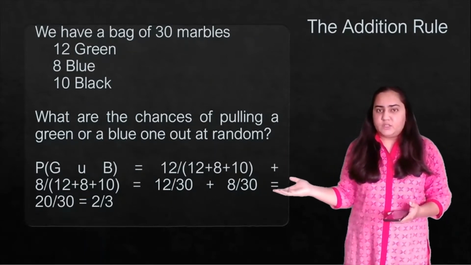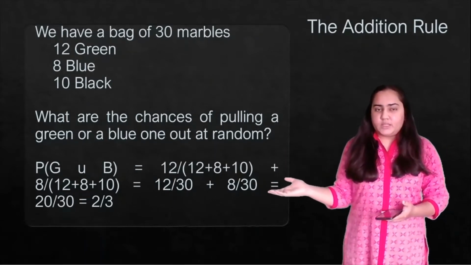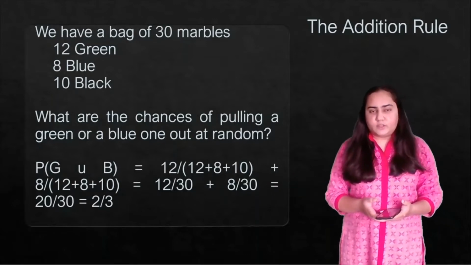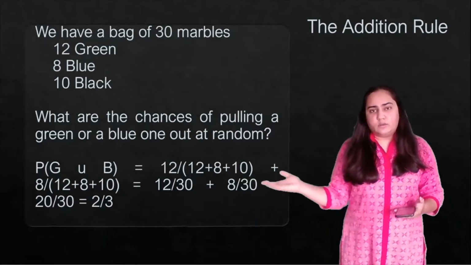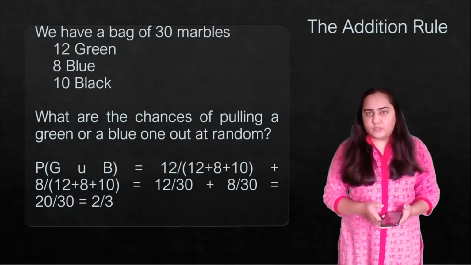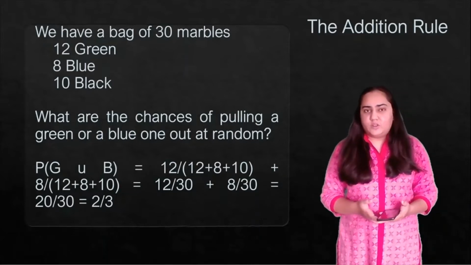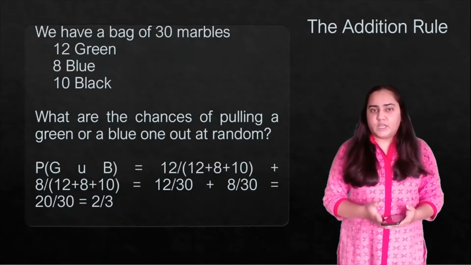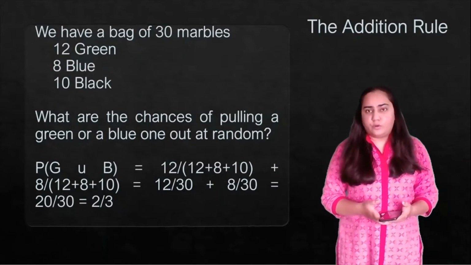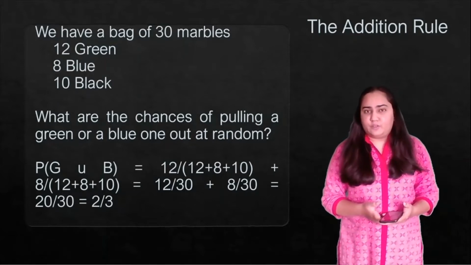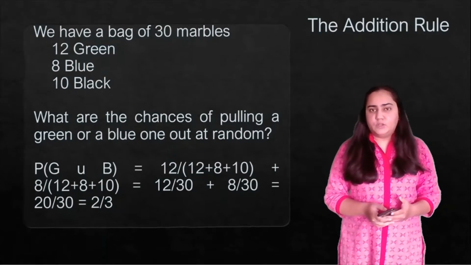So 12 by 30 plus 8 by 30 is equal to 20 by 30, which you can simplify to 2 by 3. So that's how we calculated the probability of getting either a green marble or a blue marble out of a bag of 30 marbles. So that's how the addition rule can be applied in practice.